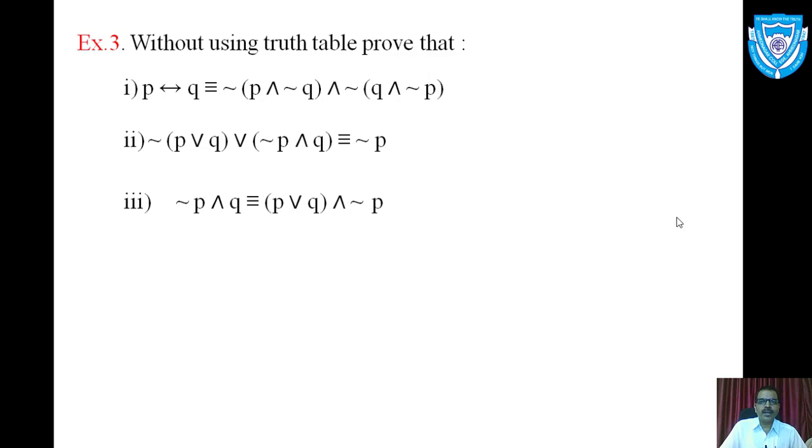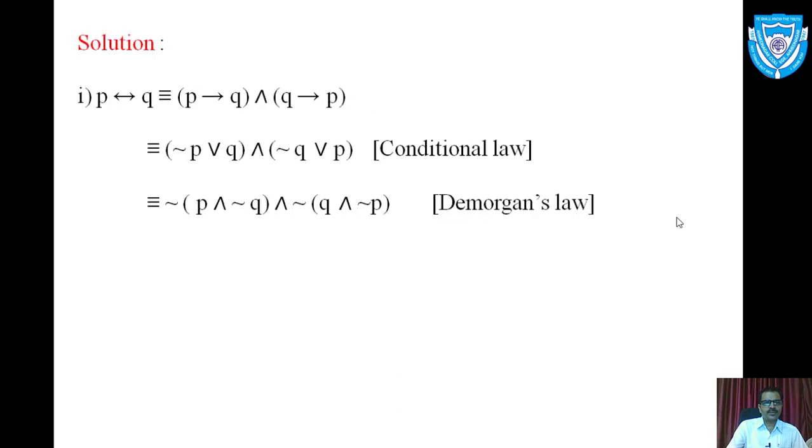Example number 3. Without using a truth table, prove that P double implication Q is equivalent to negation of P or Q, and negation of Q or P. We have to prove this result. Now to prove this result, we have to make use of algebra of statements and not the truth table. So the solution: P double implication Q.